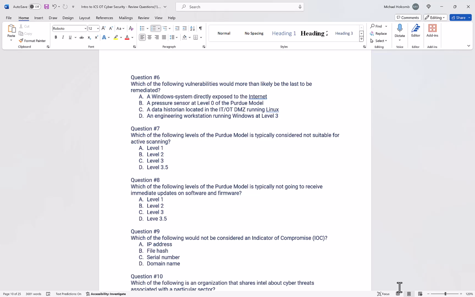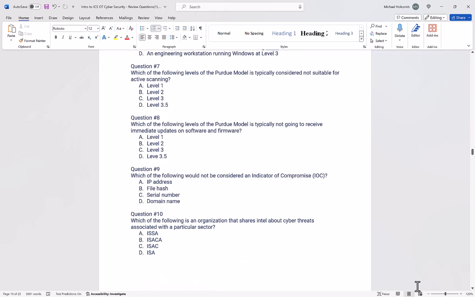Remember, if I have one IP address that I know is bad and the attacker is coming from, I can look across the entire environment and say, hey, are there any other assets talking with this IP address or not? And if they are, it's like, oh, they're compromised too. That's the idea of an indicator of compromise. So C, serial number would not be an IOC.